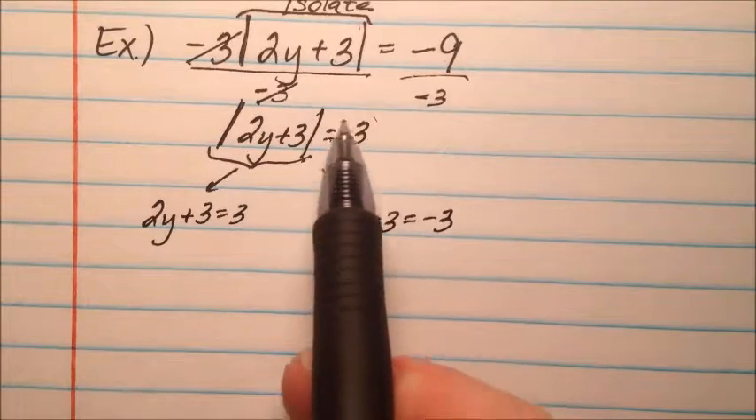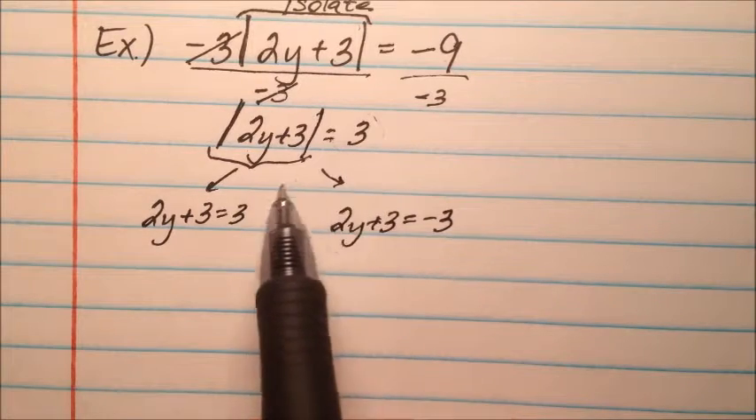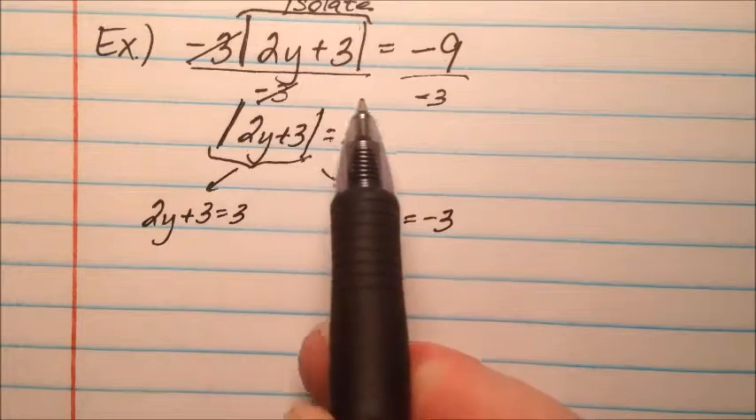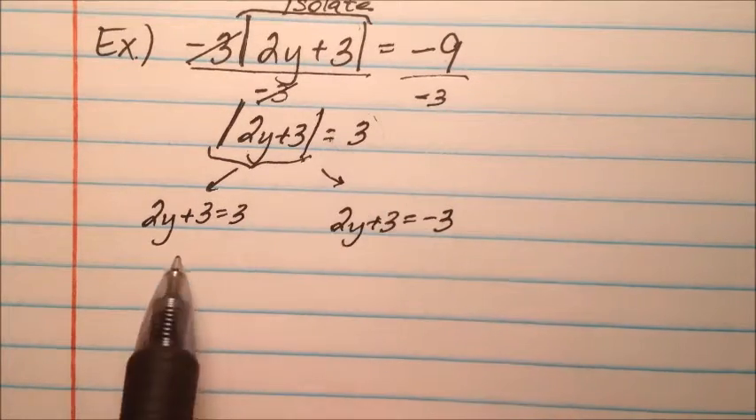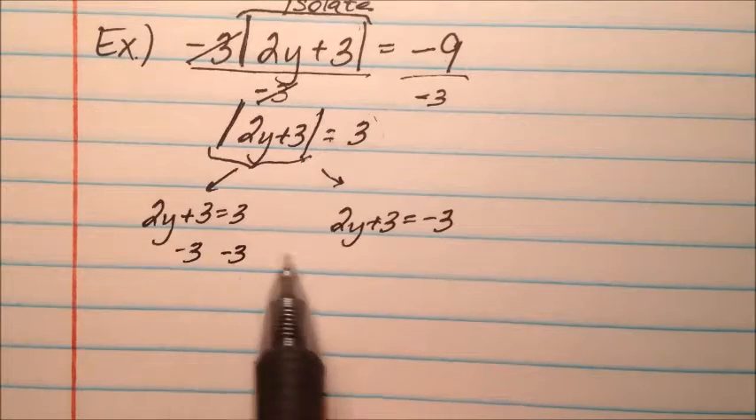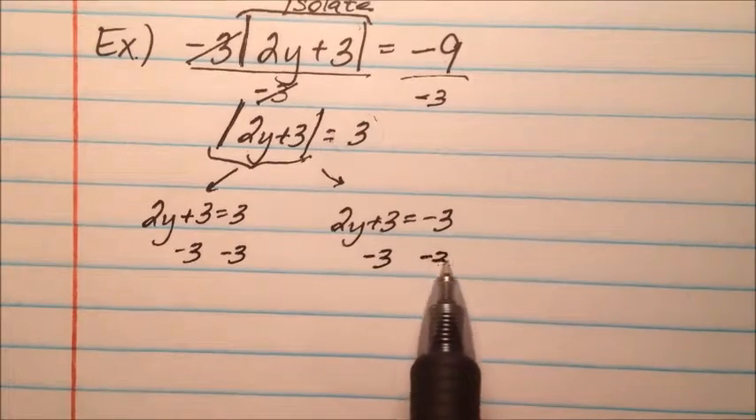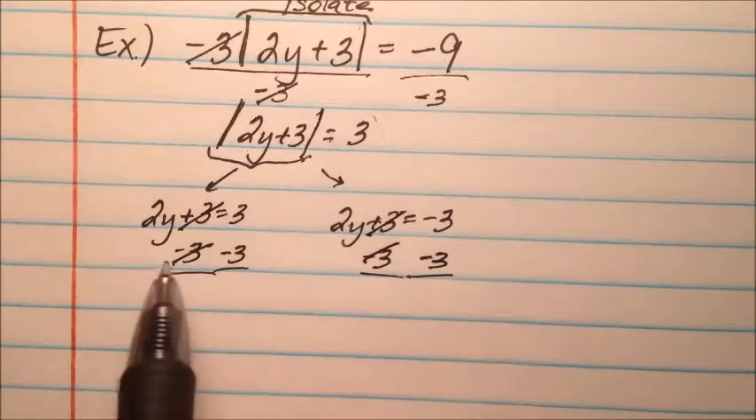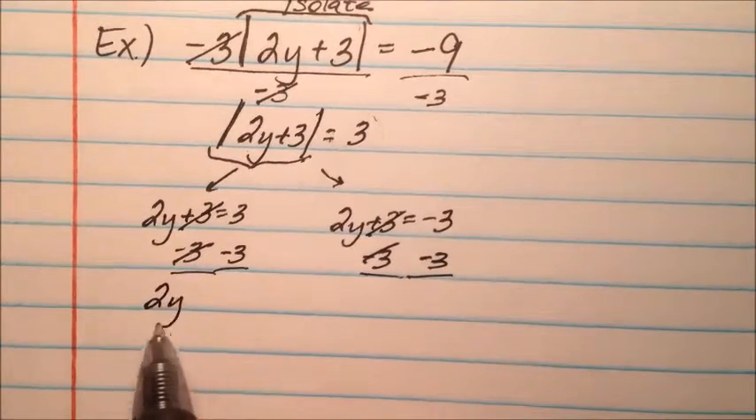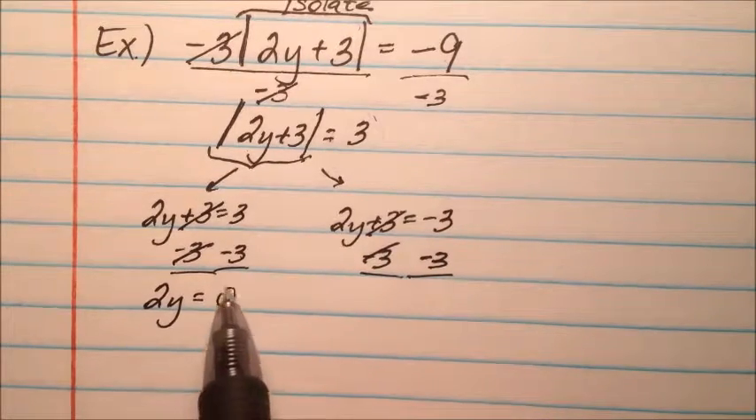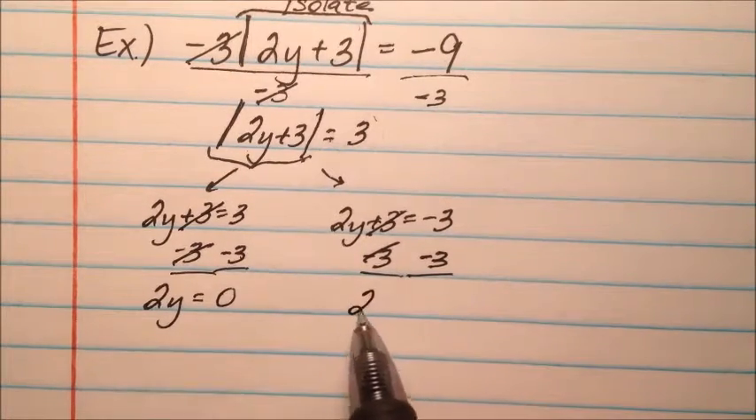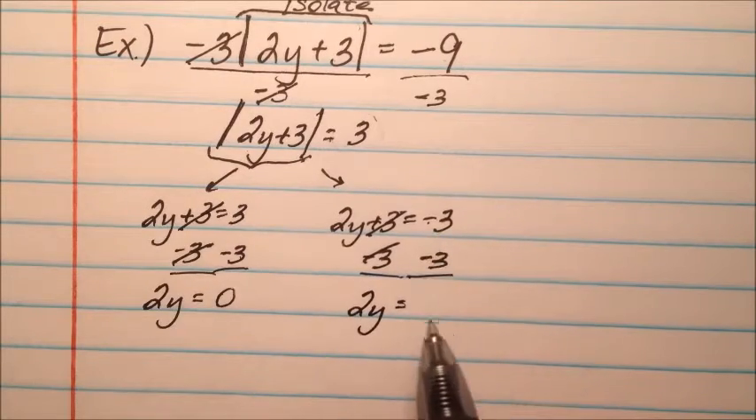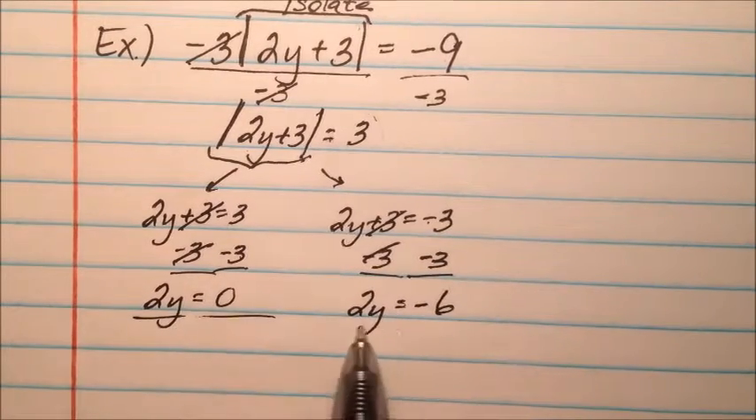Again, taking into consideration my absolute value business, that it can be a positive or negative when it turns into this positive 3. So I'm going to subtract 3 from both sides, and notice my properties of equality are going to be the exact same thing for both equations. So 2y equals, and this 3 minus 3 is actually going to be 0. And this 2y will be negative 3 minus 3, which is negative 6.